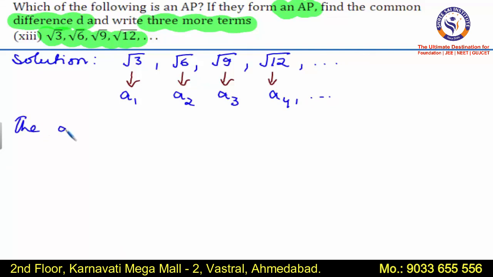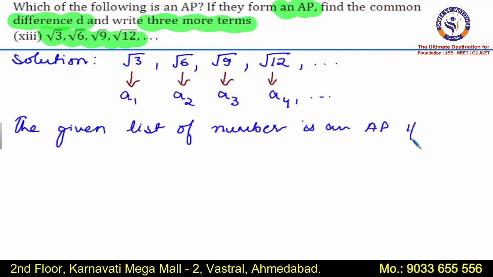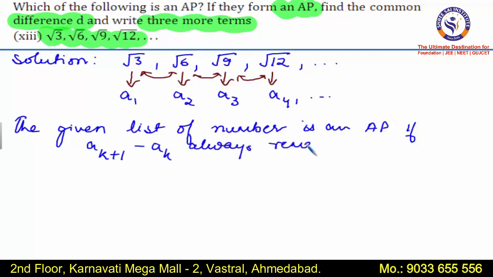The given list of numbers will form an AP if the difference between any two consecutive terms always remains the same. That is, a2 minus a1 is equal to a3 minus a2 is equal to a4 minus a3 and so on. Thus we can write, if a(k+1) minus ak always remains the same.